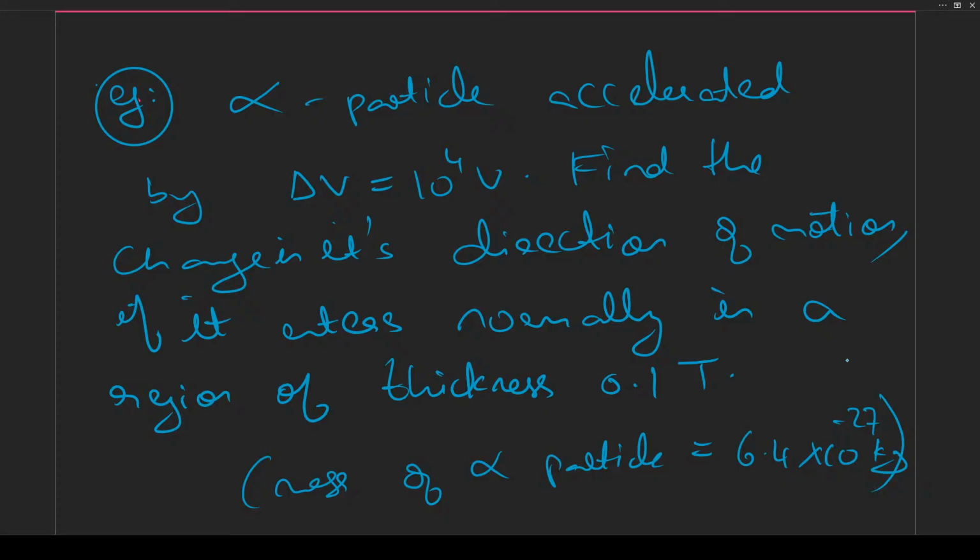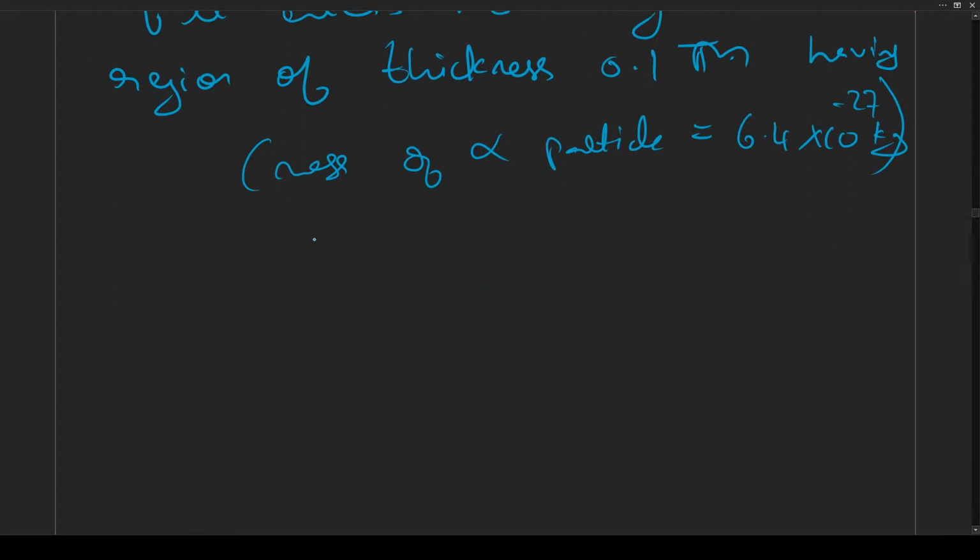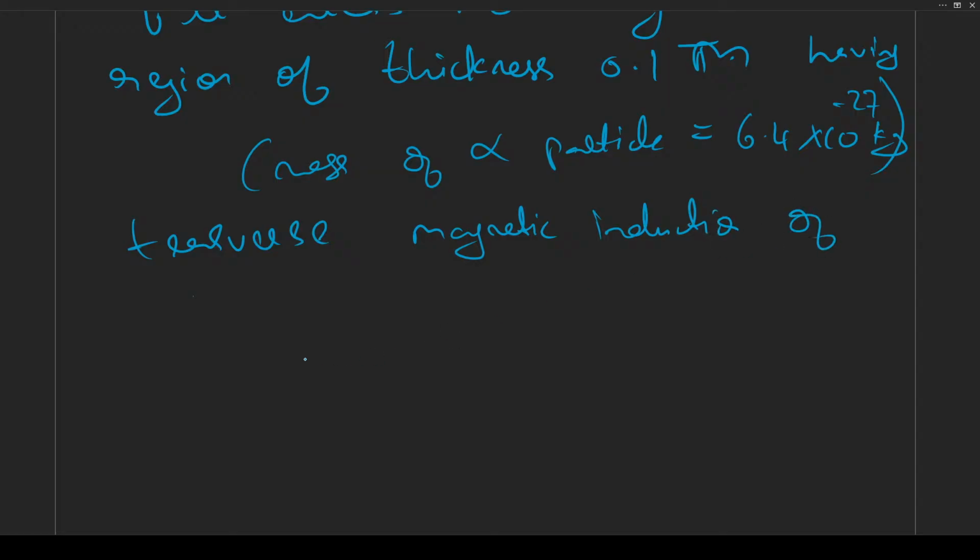Okay, they're saying an alpha particle is accelerated with a potential difference of 10 power 4 volt. Now find the change in its direction of motion if it enters normally in a region of thickness 0.1 meter, having a transverse magnetic field or magnetic induction of 0.1 Tesla.